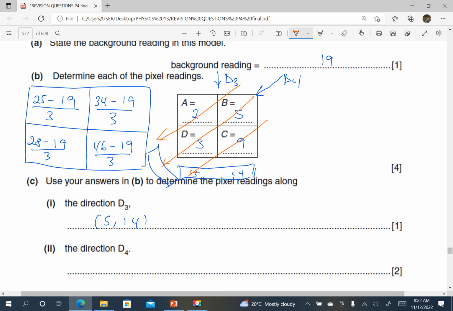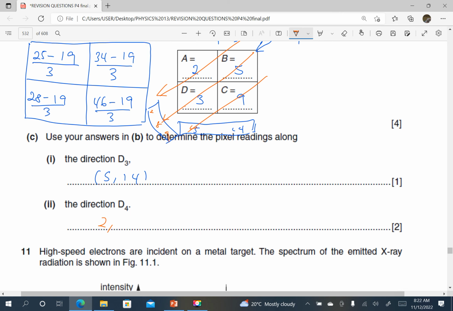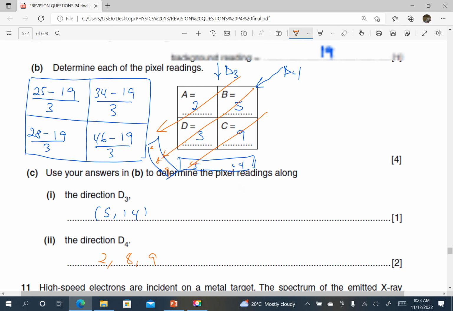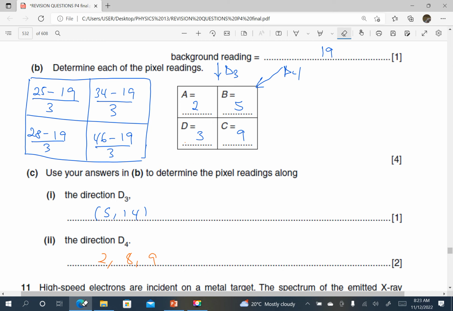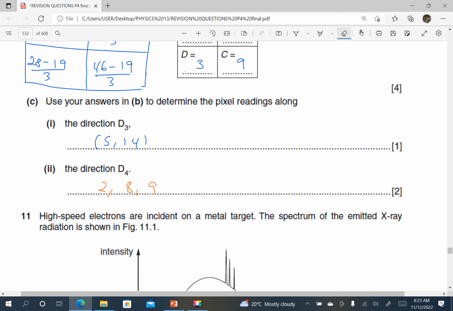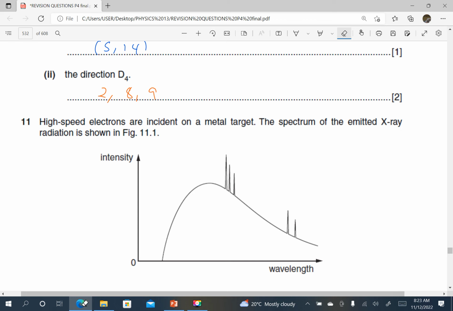Therefore, 2 will not be summed up with anything. So that is 2. 5 sums up with 3, so we have 8, and 9. So the detector readings will be 2, 8, and 9 from that particular direction. So this is just to show you how we come up with those detector readings, so that in an exam, you can easily be able to tell the detector readings. Okay, next.